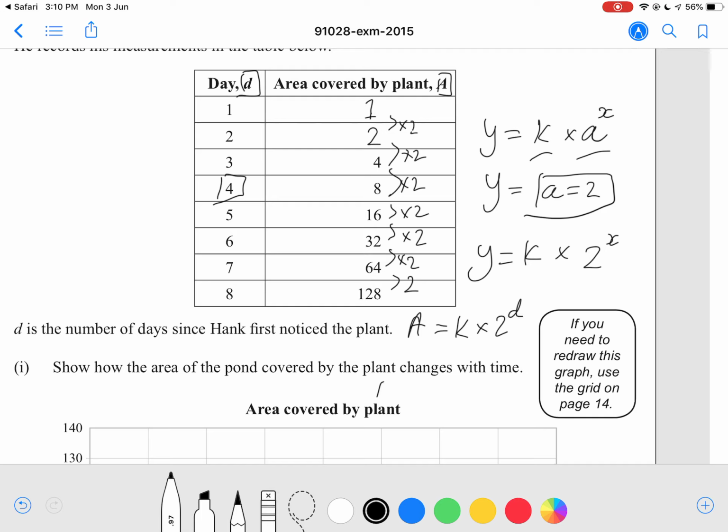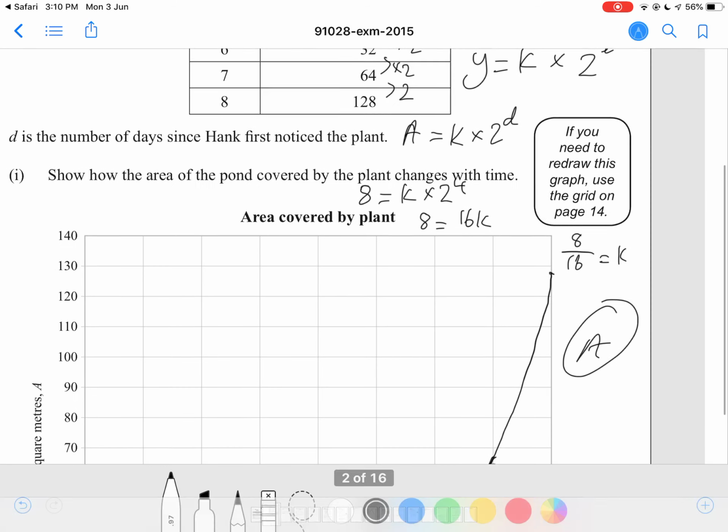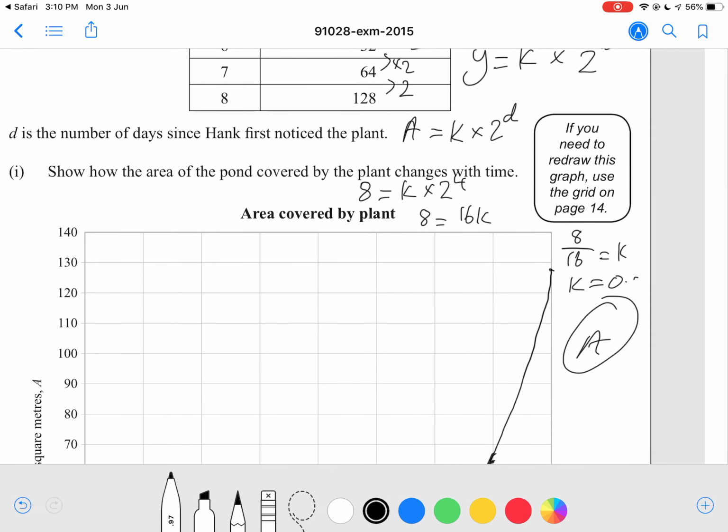Now we're going to substitute d equals 4 and area equals 8. We're going to say 8 equals k multiplied by 2 to the power of 4. So 8 equals, 2 to the power of 4 is 16, so 8 equals 16k. So 8 divided by 16 equals k, and therefore k must be equal to 0.5.